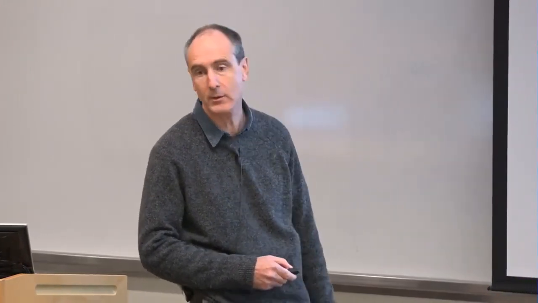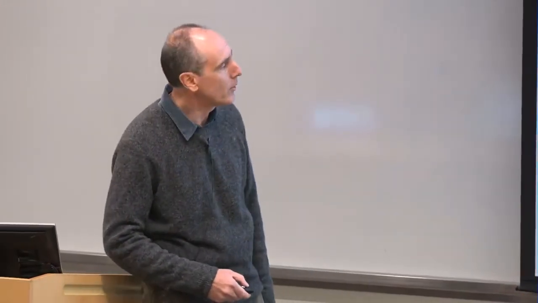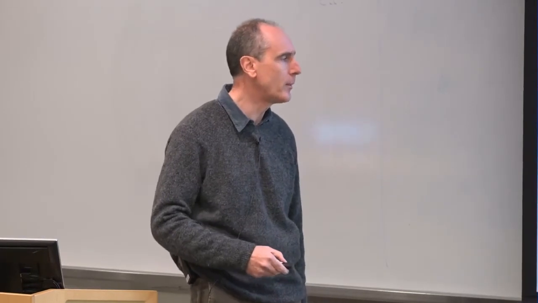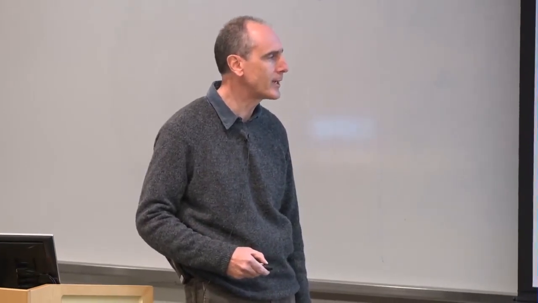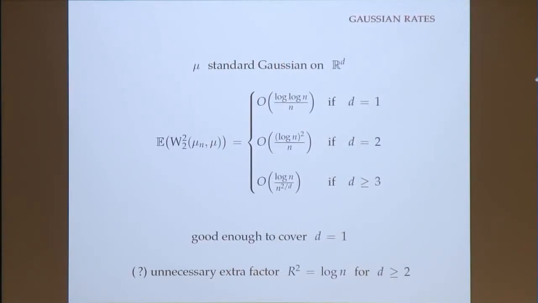But when d is bigger than 3, we know by general facts that it should be 1 divided by n to the 2 over d, so there is an extra factor log n. So it's good enough to cover d equal to 1, but presumably there is an unnecessary extra factor log n, which is showing up here, and probably also here.